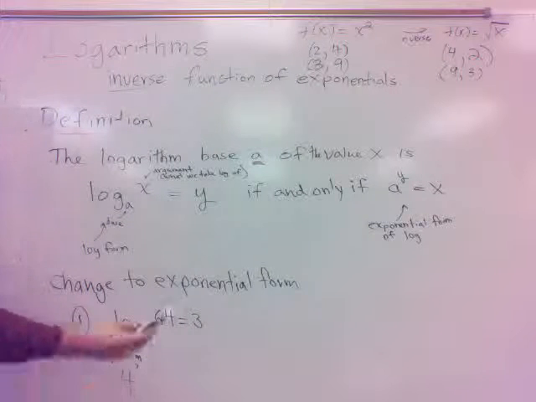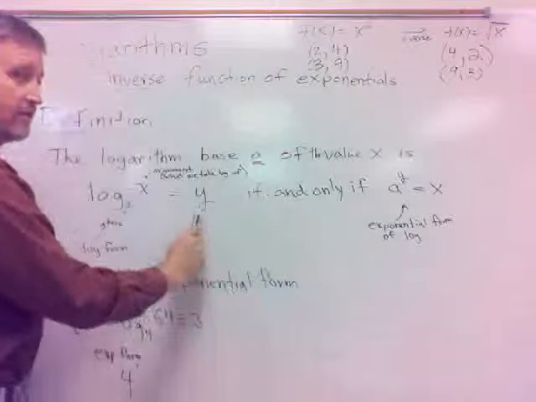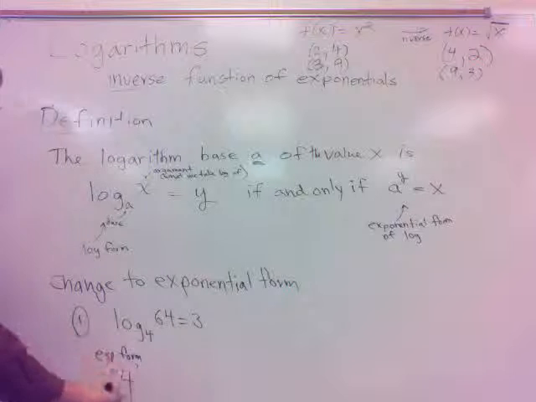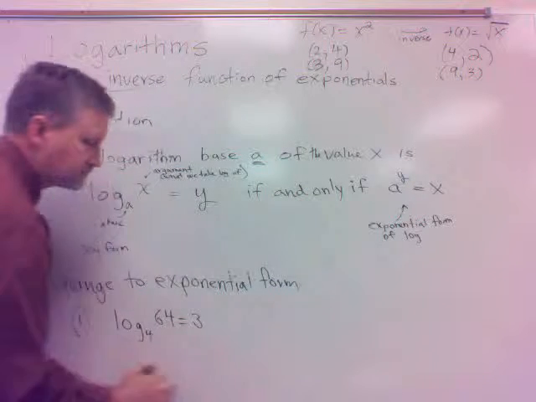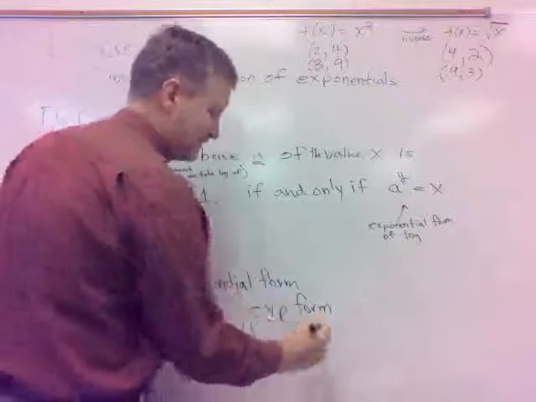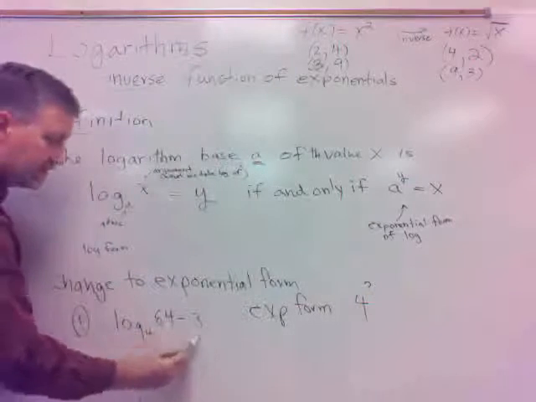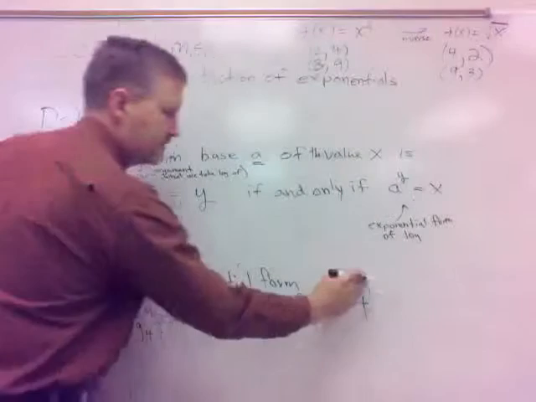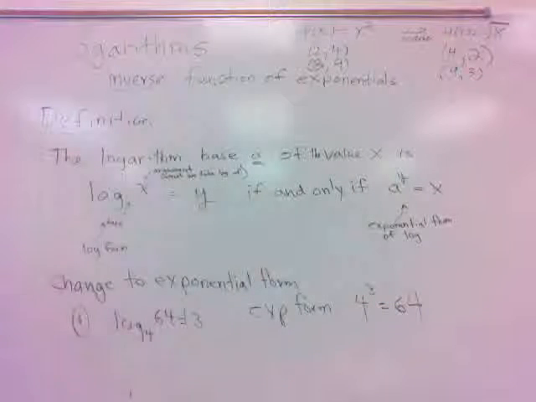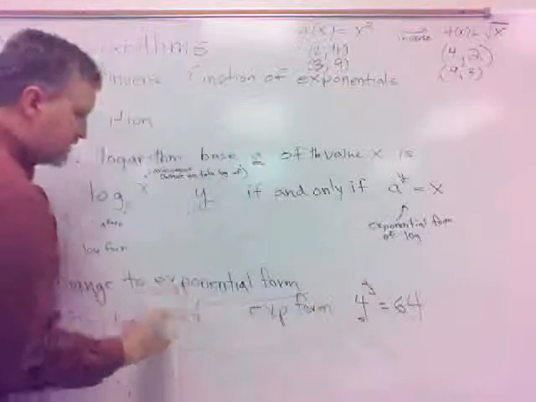Then the power, like we said, when we have the logarithm written out this way, the power comes from the number over here, right? 4 to the third equals 64. So this one goes here, this is the power, and then this is what those equal.